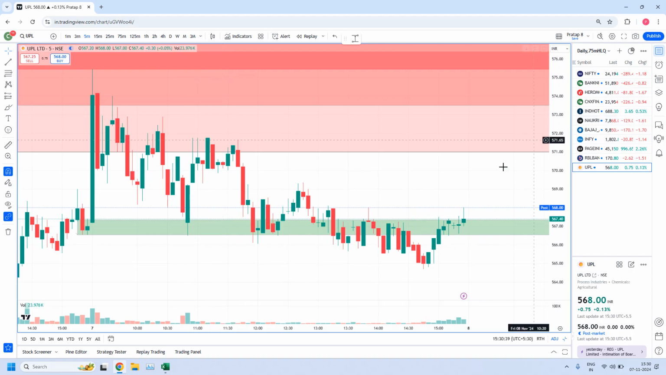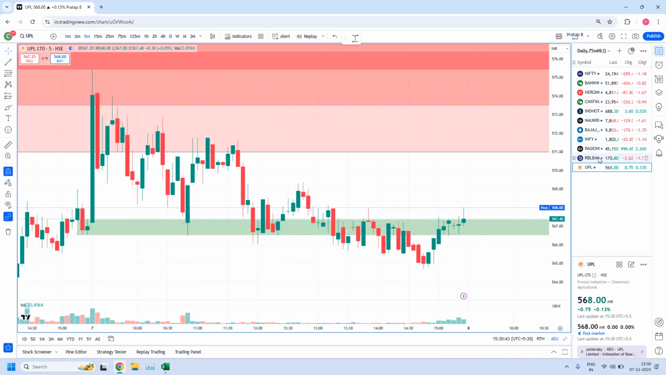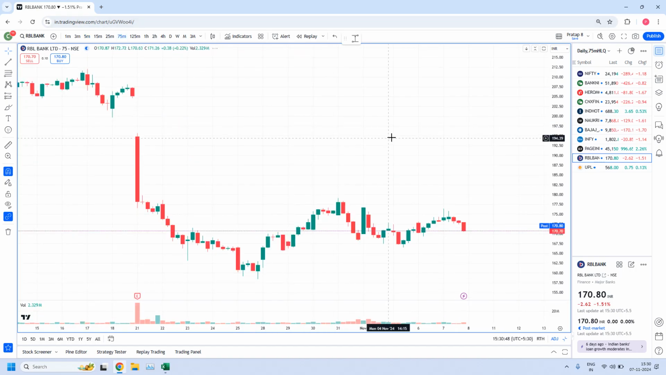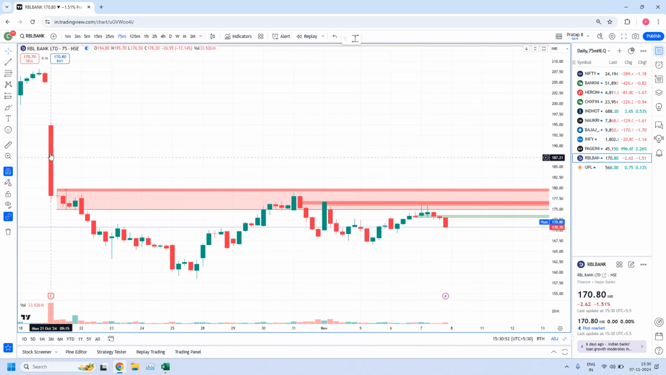Okay, and the next one is RBL Bank. This is also a 75 minutes high liquidity zone, a supply zone. So this is the one. We have a drop candle, 1, 2, 3, 4 base candles and then again a drop candle. This is what our software identified.